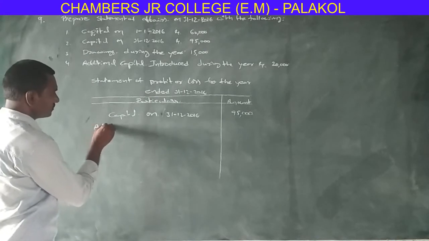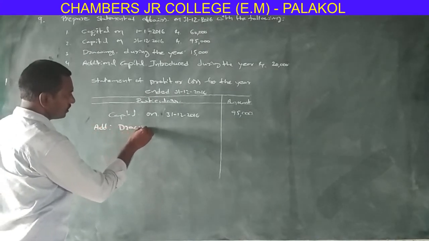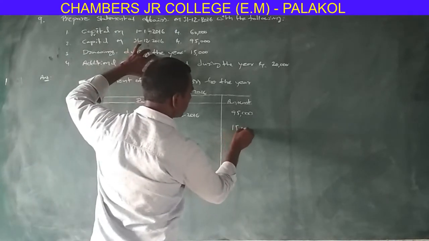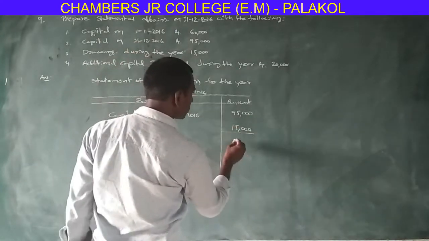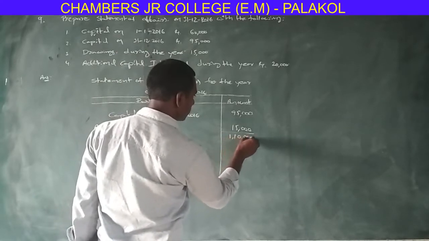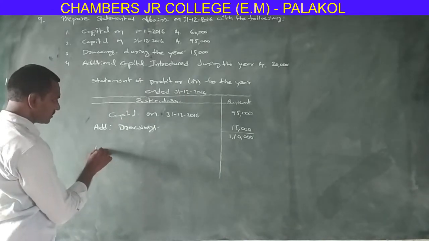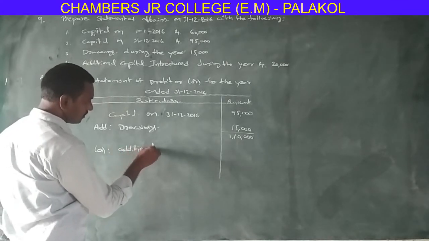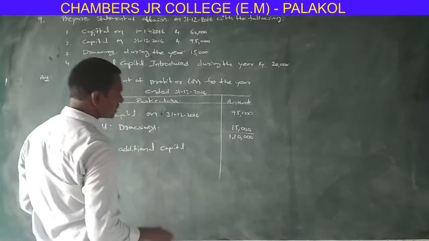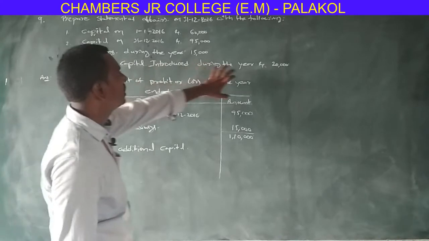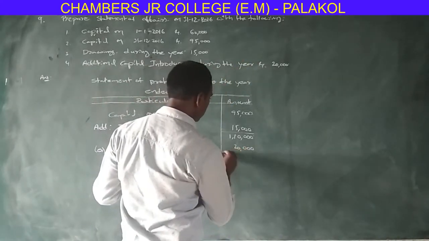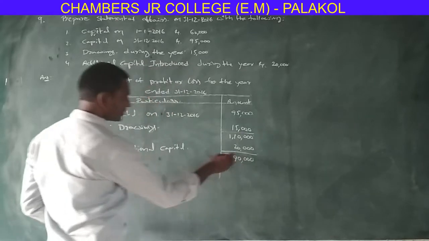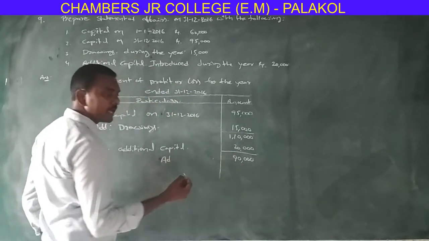Add drawings, which is the personal use of the owner, rupees 15,000. 95,000 plus 15,000 is 1,10,000. 1,10,000 less additional capital, here the additional capital amount is rupees 20,000. 1,10,000 minus 20,000, rupees 90,000. This amount is called adjusted amount.